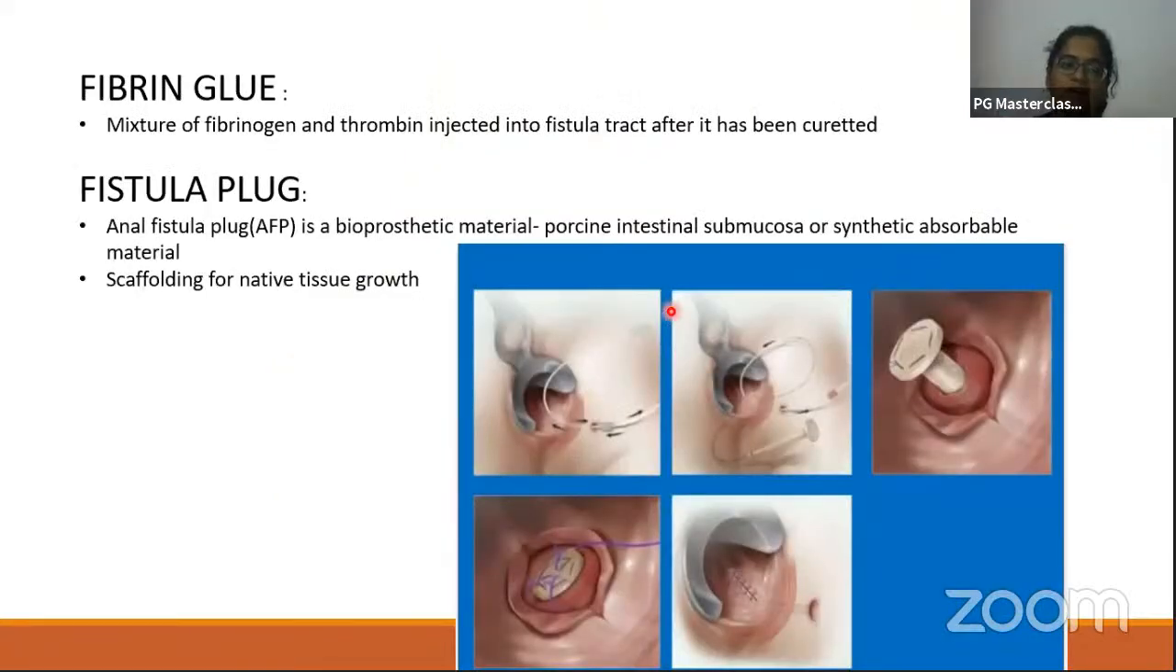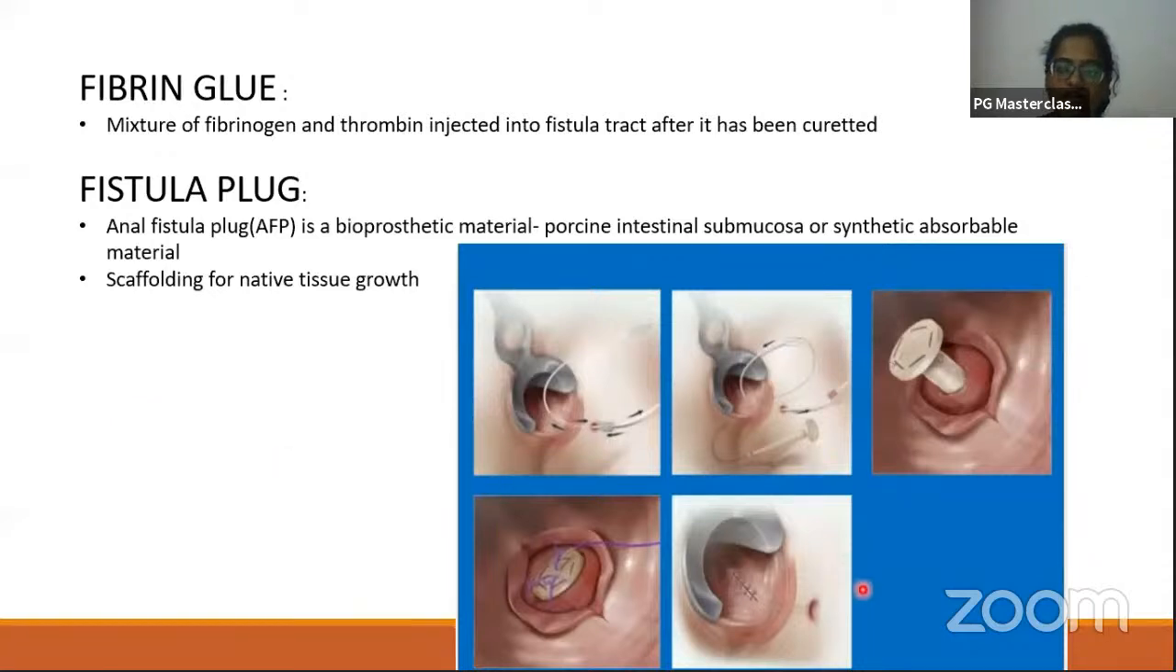Some newer methods: one is fibrin glue injection. A mixture of fibrinogen and thrombin is injected into the fistula tract after it has been curetted. Another is the fistula plug. An anal fistula plug is a bioprosthetic material. Mostly porcine intestinal submucosa is used, or a synthetic absorbable material can be used.